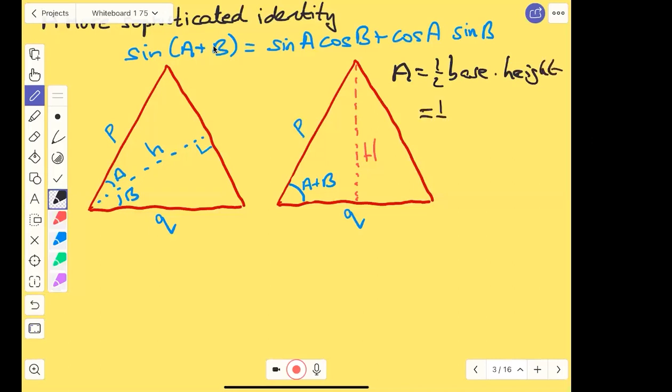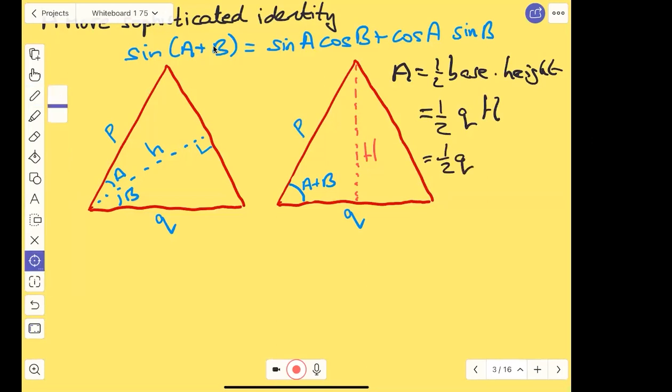So that's a half. The base is Q. We can see that here. The height is capital H. And now I just want to rewrite this slightly. What I want to do is rewrite this involving the sine of A plus B.